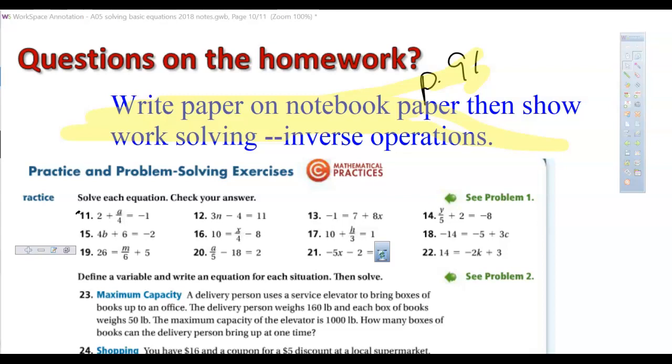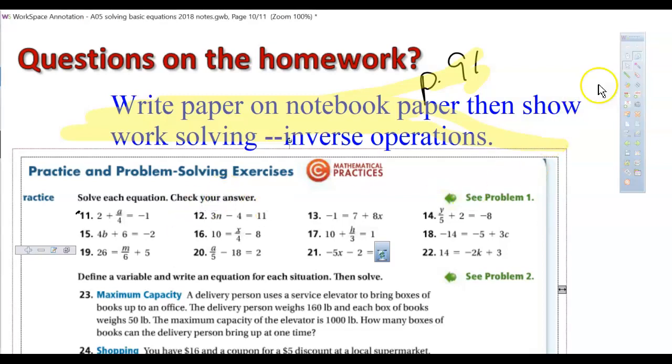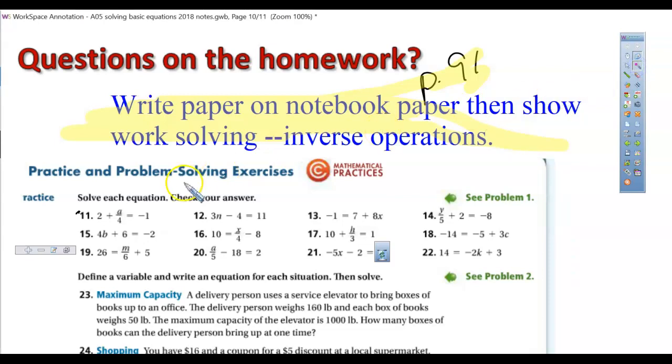I had a couple of students asking me about solving these equations, and I do want to take a look at number 11 as you are writing that on your notebook paper. The question said in number 11 that you had 2 plus a divided by 4 equals -1. And what I ask for you to do is to write the problems down and show your work.